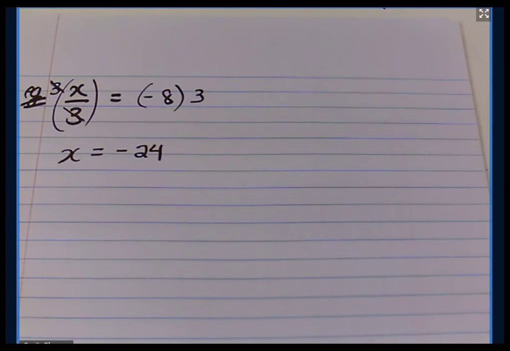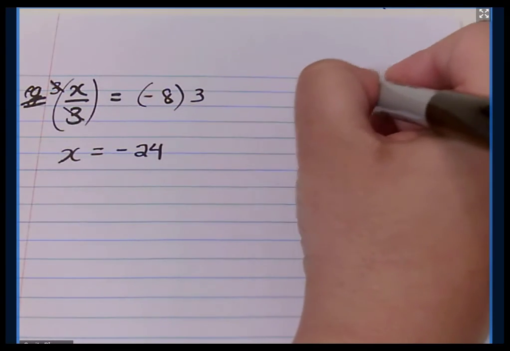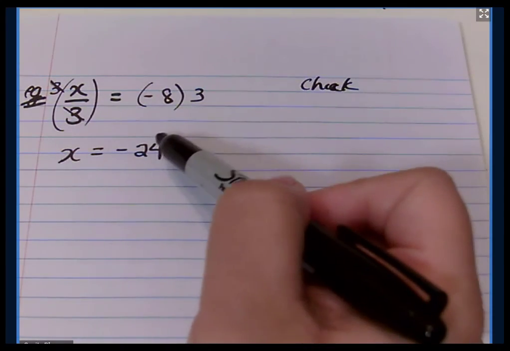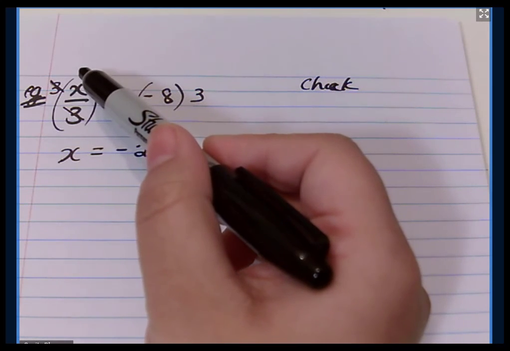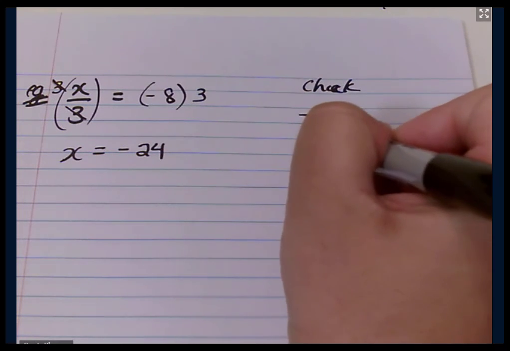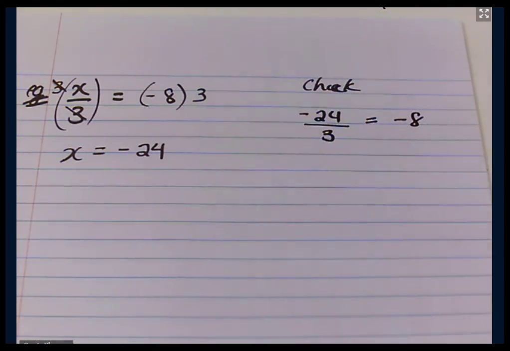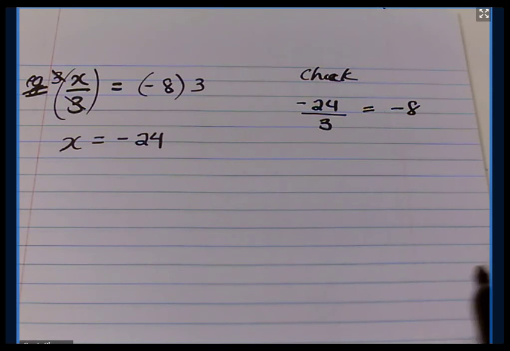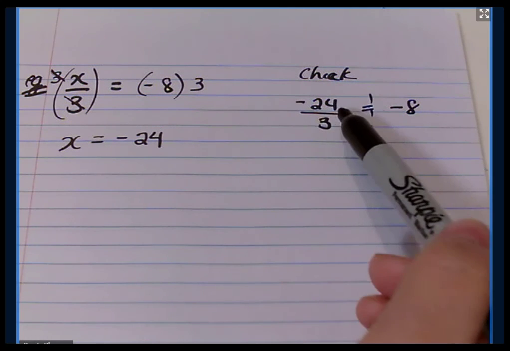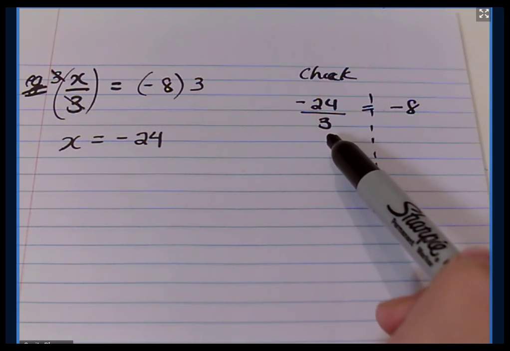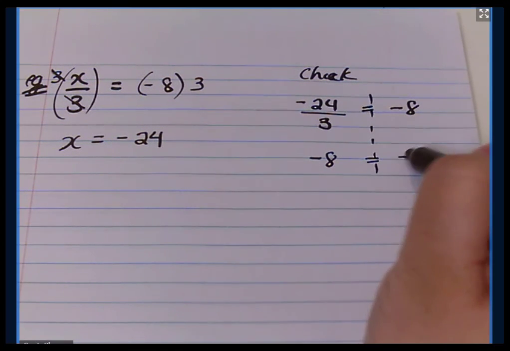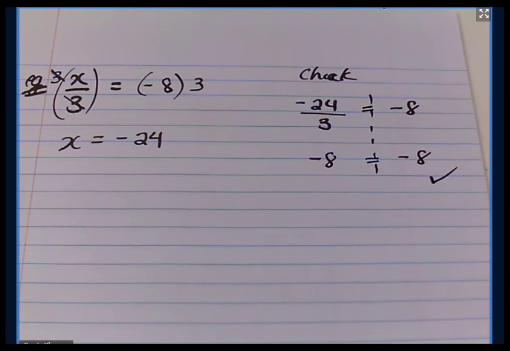Let's do our check. We're going to substitute negative 24 for x. That was our original equation, and the left-hand side has to equal the right-hand side. So negative 24 divided by 3 is equal to negative 8, which equals our right-hand side. So it is done correctly.